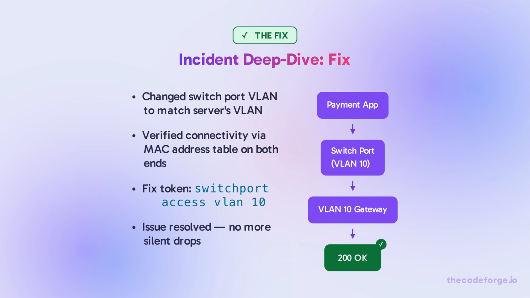The fix was simple: change the switch port VLAN membership to match the server's VLAN. We verified connectivity by checking the MAC address table on both ends. The fix token was switchport access VLAN 10. After that, no more silent drops. Always start debugging from the bottom of the OSI model.